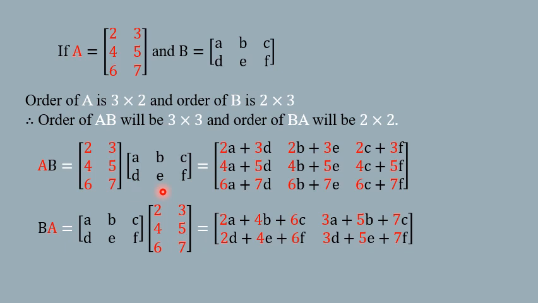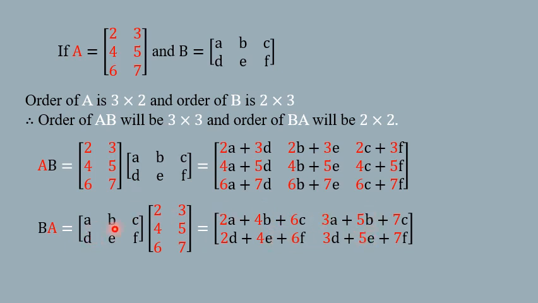Similarly, we can find BA. Okay, so this is matrix B, this is matrix A. The number of rows in BA equals the number of rows in B, which is 2. So the number of rows in matrix BA is also 2. And the number of columns in A, that is the post factor, is 2. So the number of columns in matrix BA is also 2.